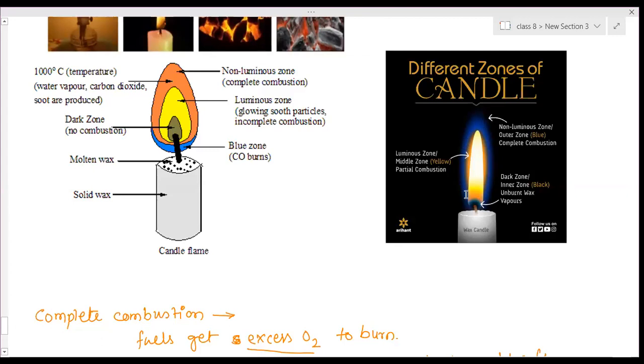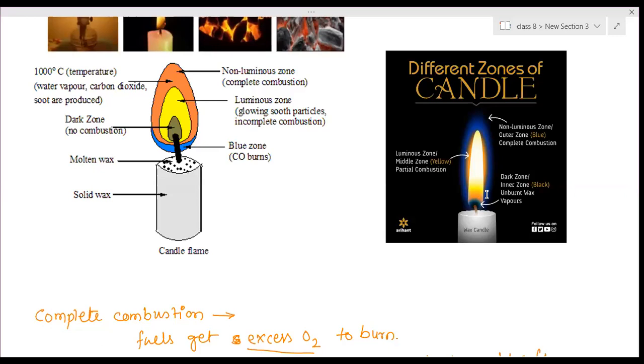It has the maximum temperature. That means it consists of a large amount of heat energy, because in this zone the gaseous substances are in contact with atmospheric oxygen. So complete combustion takes place and a large amount of heat is produced. Able to understand why it is blue and why the heat energy is more? Are you able to understand?